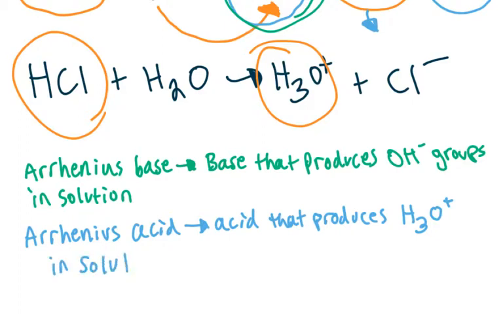So again, when we have an Arrhenius base, you can identify that just by looking at whether it produces OH groups or not in the solution, on the product side. And if we have an Arrhenius acid, just look at whether it produces hydronium cations or H+ cations in solution. That way you know it's an acidic solution. So that's the basic overview of what an Arrhenius base and an Arrhenius acid are.